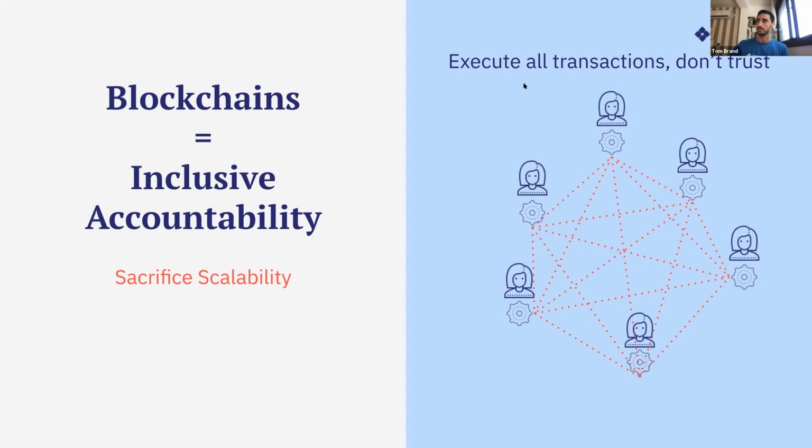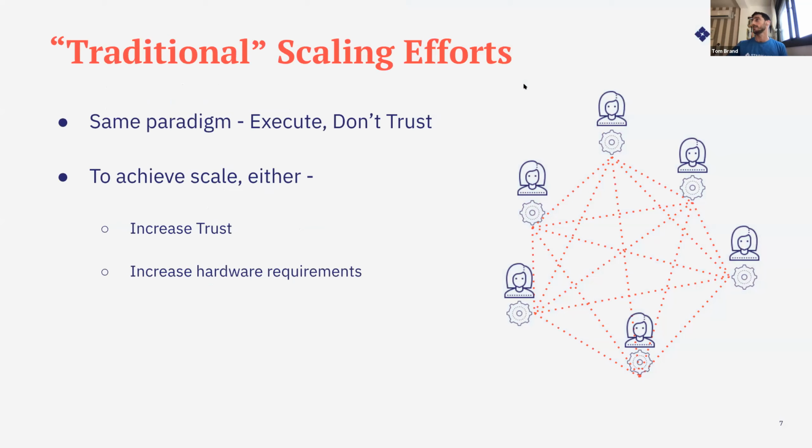transactions. Now, there are many scaling efforts, and it's funny to call them traditional, but I didn't have a better name, so you're welcome to suggest a better name. But basically, almost every other scaling effort has the same paradigm, meaning they offer some optimizations, but they still require everyone who wants to participate in the network to execute all the transactions of the network. Sharding works the same way, other blockchains work the same way, optimistic rollups work the same way.